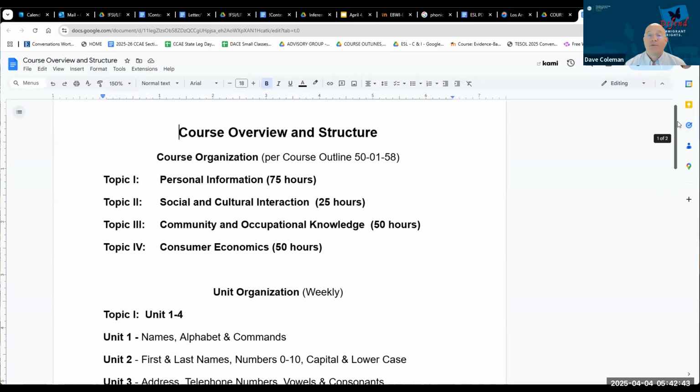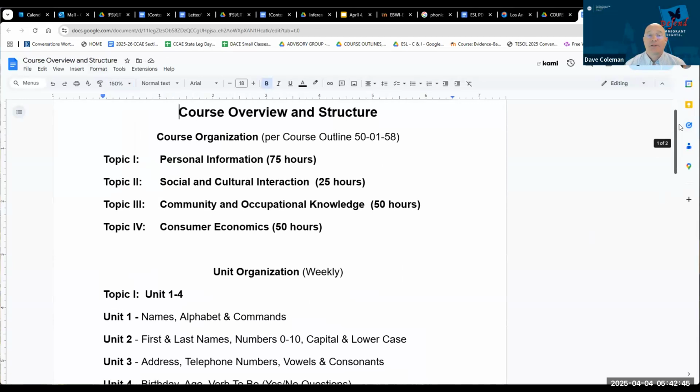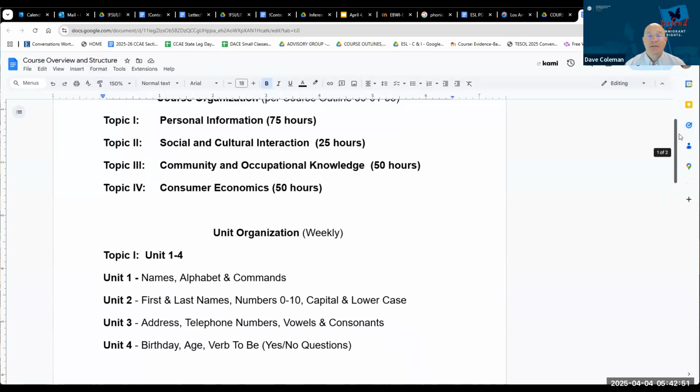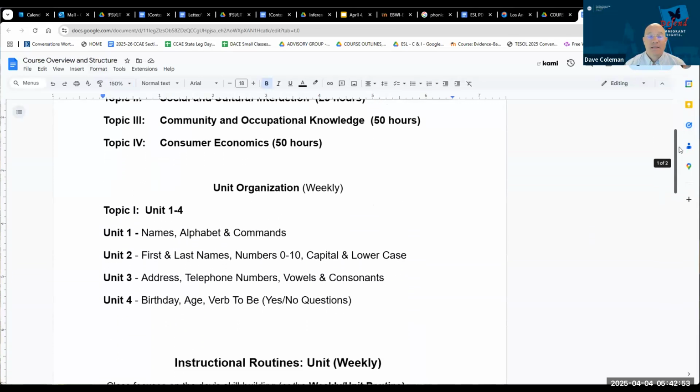If you were to break it down, this is what the women did. Personal information, sociocultural interaction, community and occupation, consumer economics. So how do they organize it?